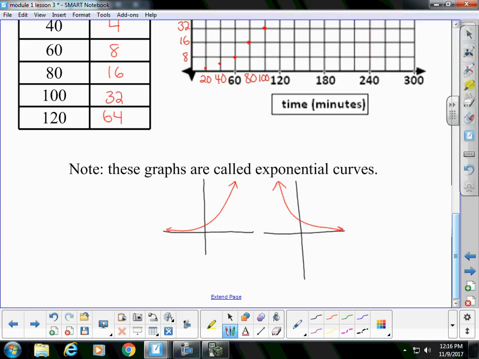So those are just 2 different ways that exponential curves look. This one is an increasing exponential curve, and this is a decreasing exponential curve. Usually in real life situations, a lot of times they're going to increase, but you can actually have a decreasing one. For example, money sometimes decreases over time.